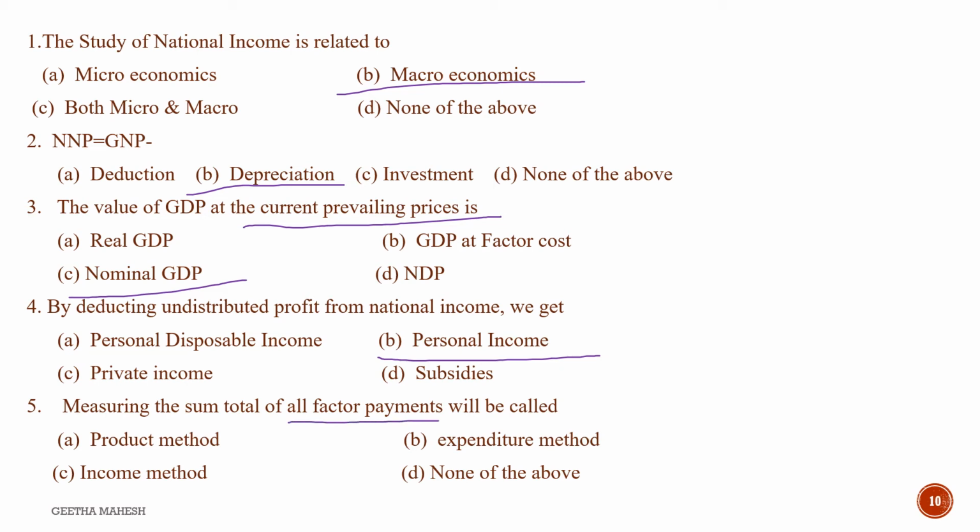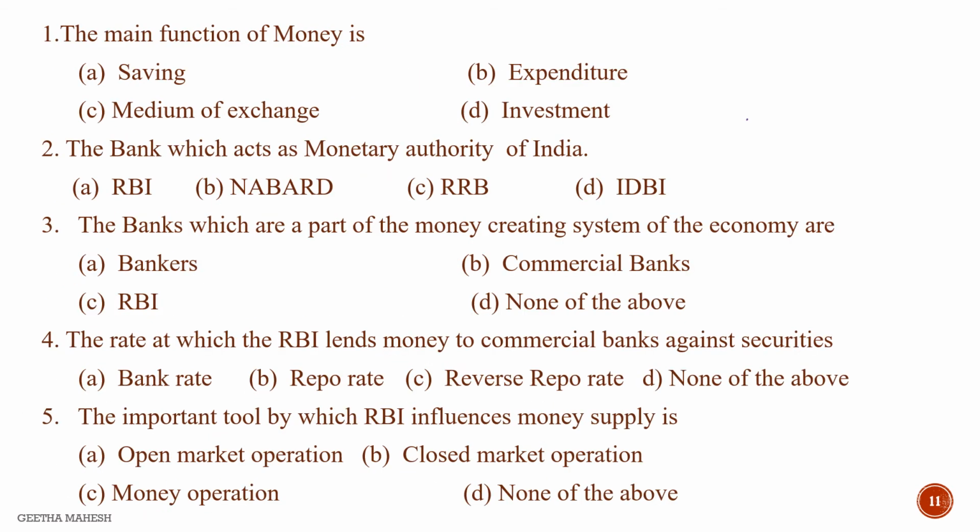Factor payments, we call it as income of factors of production, so it is income method. The main function of money is saving, expenditure, medium of exchange, investment. The main function of money is medium of exchange. Bank which acts as a monetary authority of India: RBI, NABARD, RRB, IDBI. It is RBI which acts as a monetary authority of India.